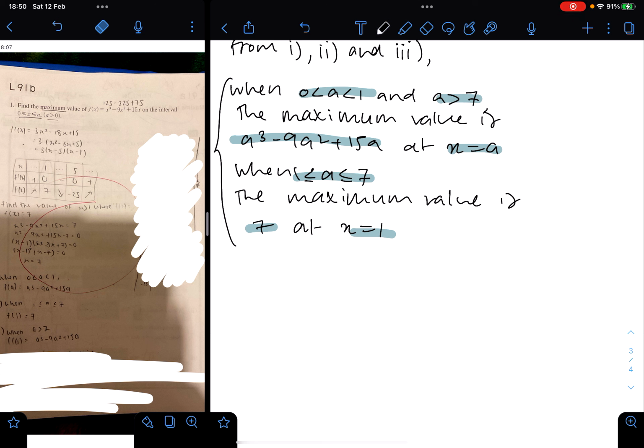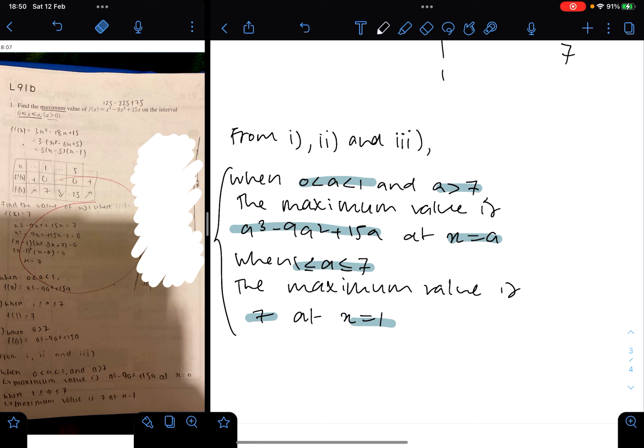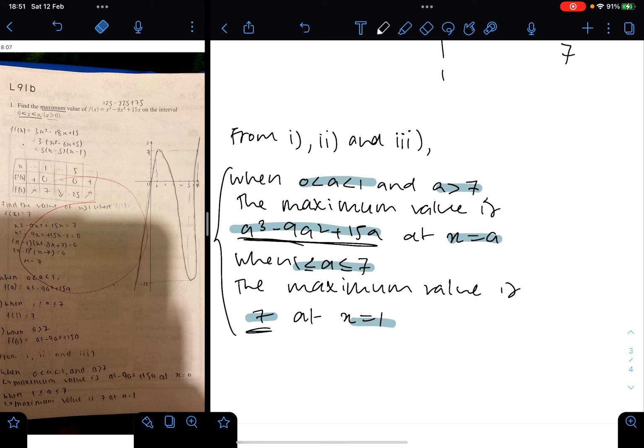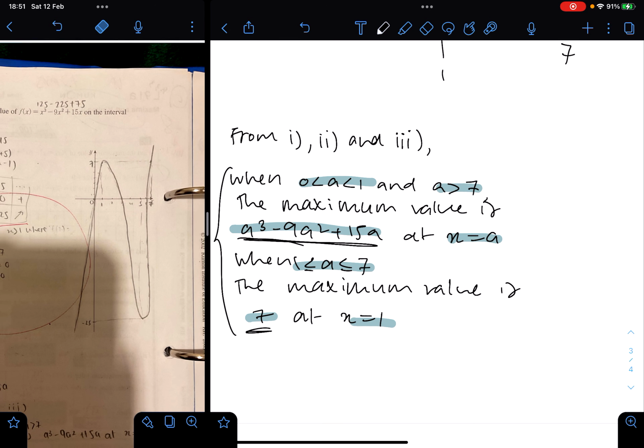So that is the question done. I hope that helped. So there is no concrete or fixed value of a. You just have different intervals of a that you can get, and obviously we can see that the maximum value over here changes depending on the range of a. This is the final actual drawing of the graph that I did over here.